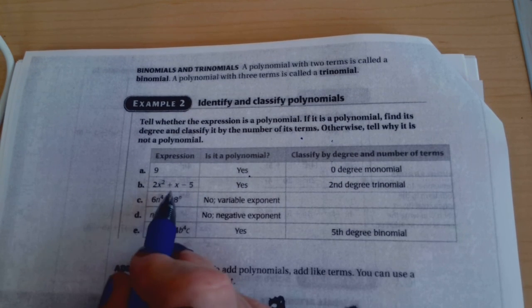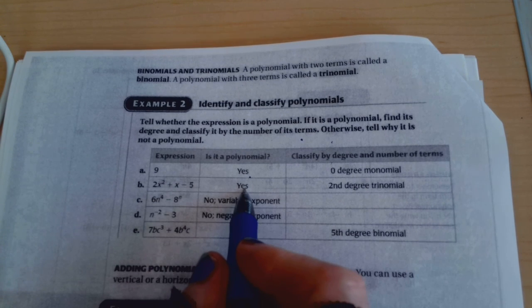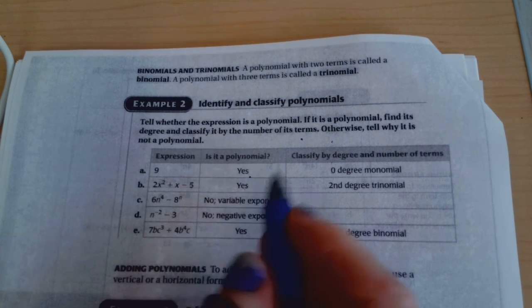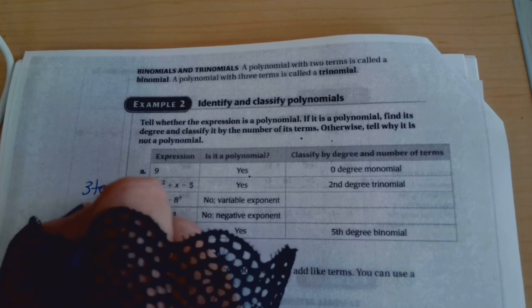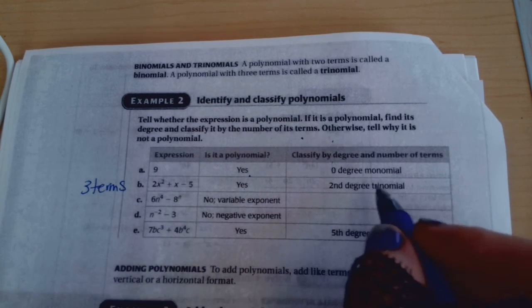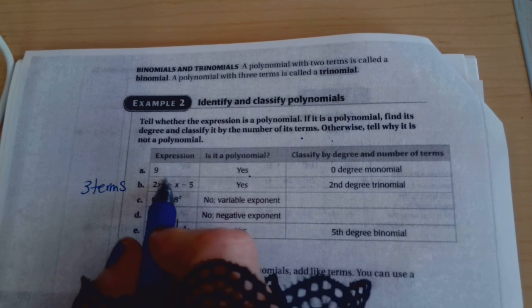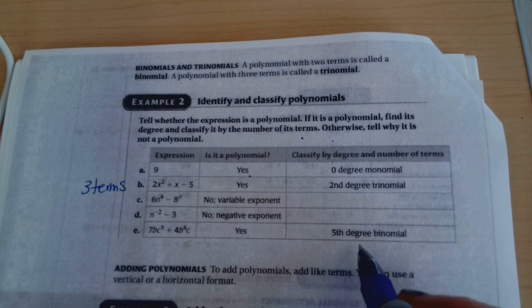This is 2x squared plus x minus 5. Yes, it is a polynomial, and it has 3 terms. I'm going to write that here. So we would call this a trinomial, okay? And the highest degree is 2. So second degree trinomial is what they said, okay?